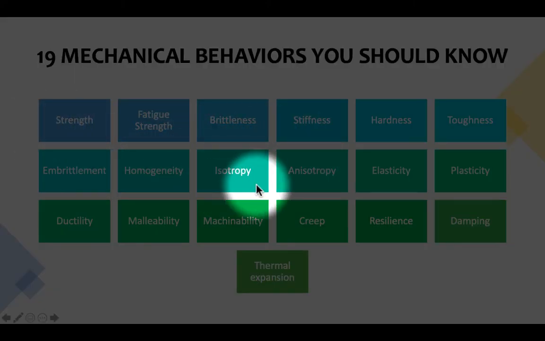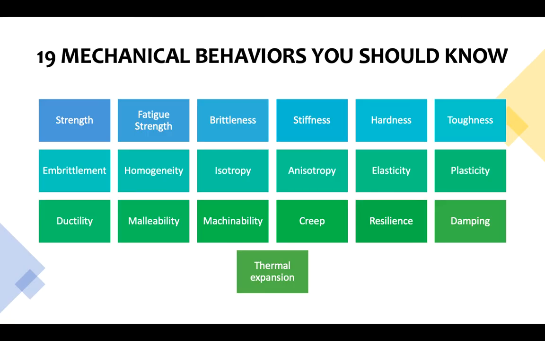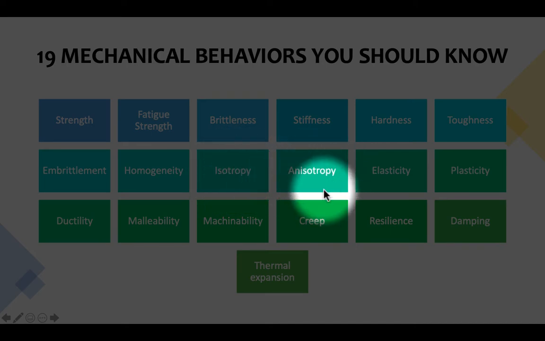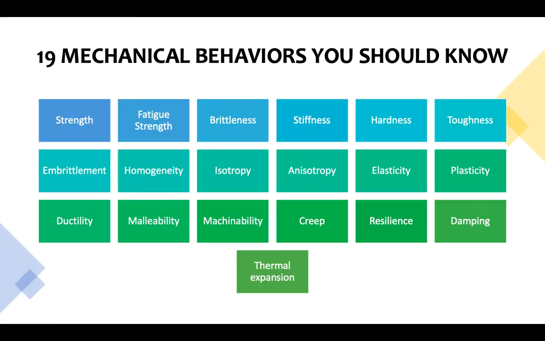Isotropy is often confused with homogeneity. Isotropic materials exhibit the same properties in any direction or orientation, whereas homogeneous materials have the same properties regardless of location. Opposite isotropy, we have anisotropy. Anisotropy is a material that exhibits different properties based on its direction or orientation. For example, in computer graphics, an anisotropic surface changes in appearance depending on the angle it's being displayed at.